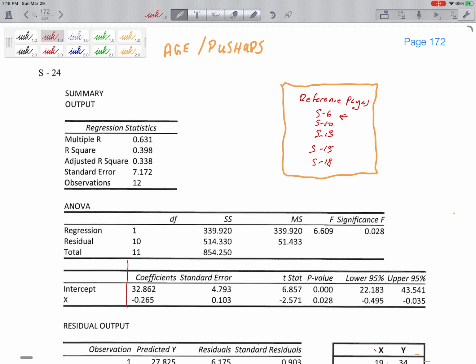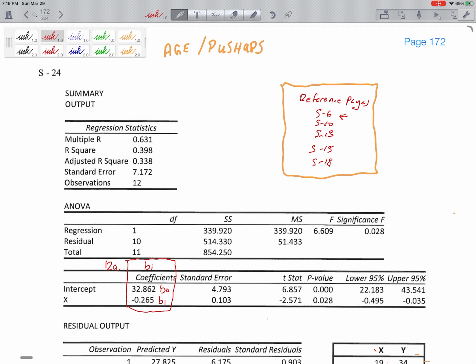So where do you find those? They're right here. So this is the B column, and this is the B0, that's our intercept. And this is our slope, the B1 value. And so that's where we get our regression line: y hat is equal to 32.862 minus 0.265 times x, where x is age and y hat is predicted push-ups.